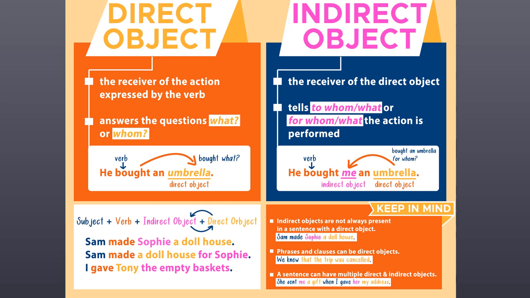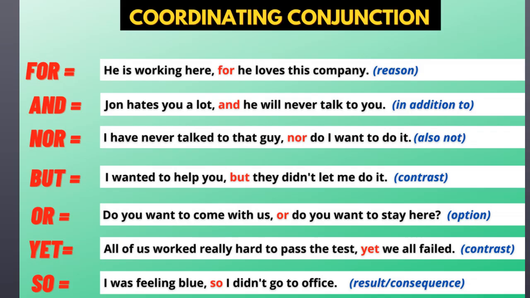Like I can say, Sam made a dollhouse. I don't have to say to who. We are having phrases and clauses can be direct objects, like we knew that the trip was cancelled. A sentence can have multiple direct and indirect objects, like she sent me a gift when I gave her my address. So you are having here me and her, and also a gift and my address.